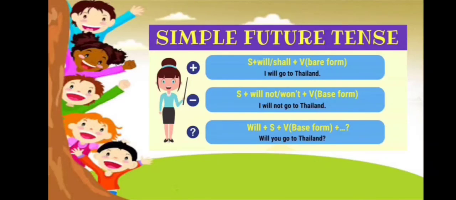For the interrogative sentences, will comes first, then the subject, and then comes the verb in its first form. And the whole sentence ends with a question mark. For example, will you go to Thailand? I hope this much is clear to you.